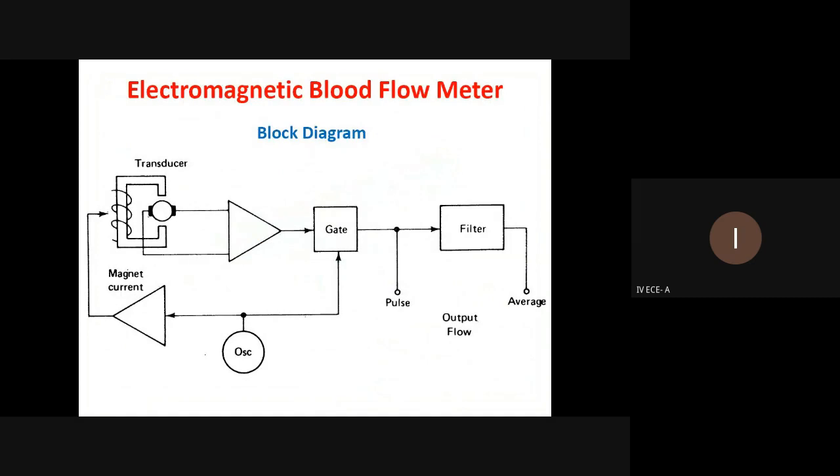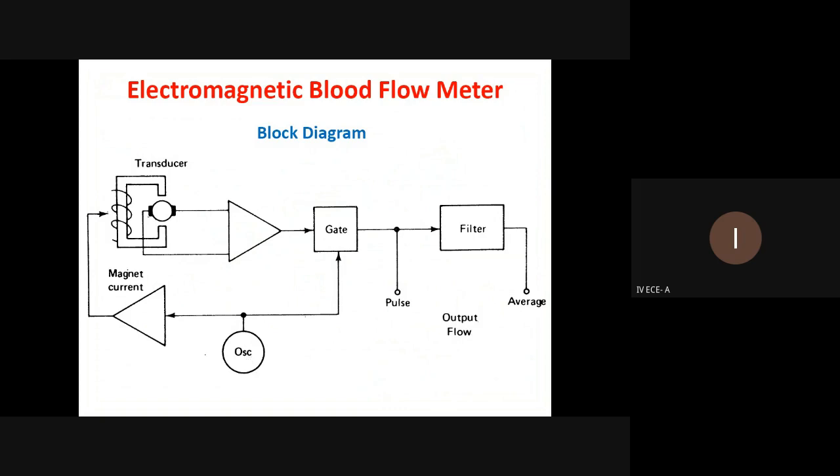So this is the block diagram. The working of a magnetic blood flow meter can be explained with the block diagram. It consists of an electromagnet, oscillator, gate, and a low pass filter. The oscillator is used to drive the magnet, and it provides the control signal for the gate.